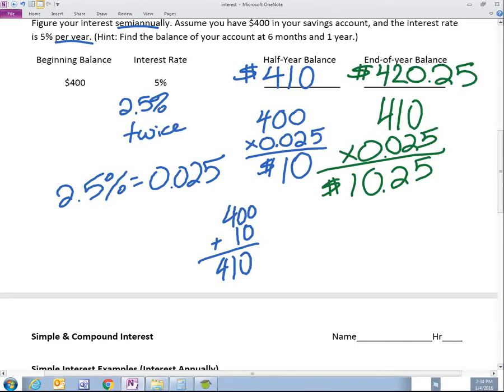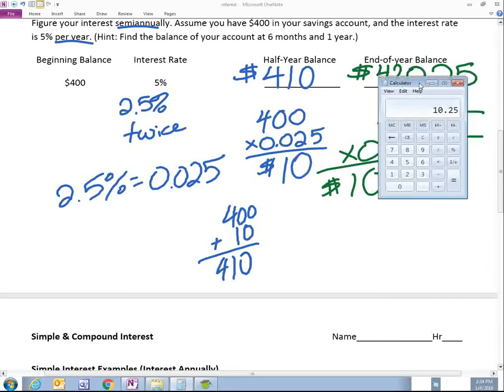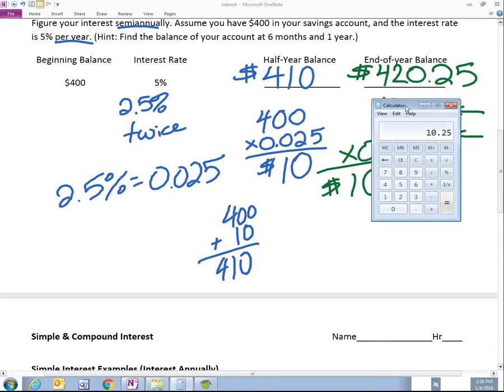Because you do the math. 410 multiplied by 0.025 is $10.25. You see that? And since that's the amount of interest that I had, I have to add that to the amount of money that was in the bank already. So 410 plus $10.25.